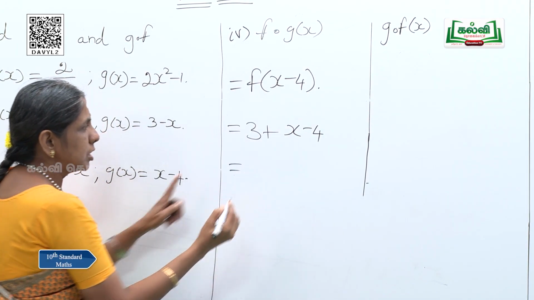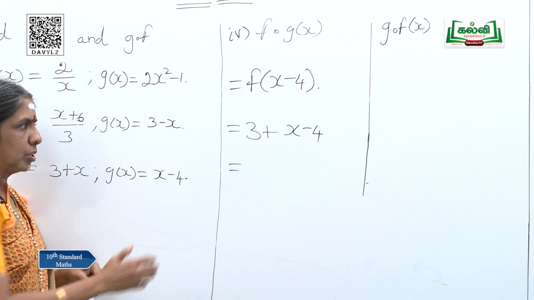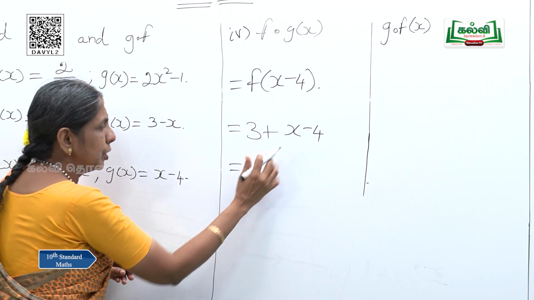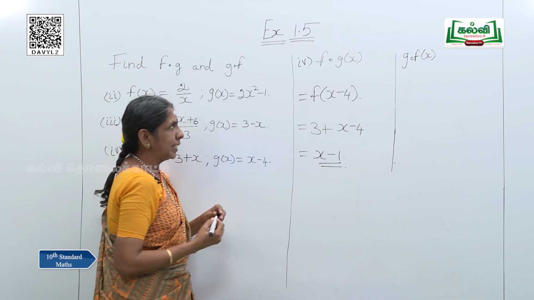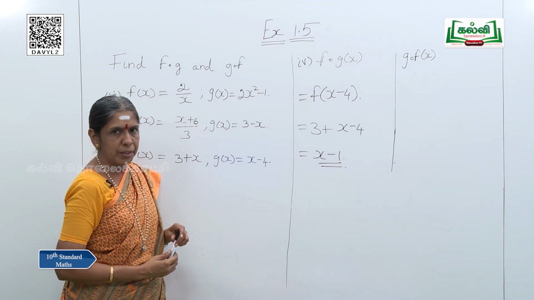Now, plus 3 and minus 4 are constants. Therefore, you can simplify the constants. Plus 3 minus 4 is equal to minus 1. So, it will become x minus 1. So, the answer is x minus 1. F dot of g of x is equal to x minus 1.